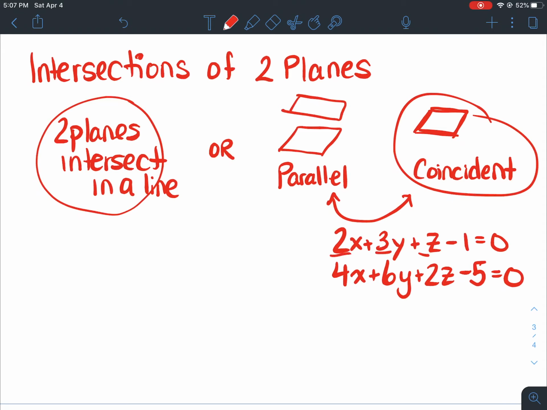So if these coefficients are all scalar multiples of these, so they're all multiplied by 2.